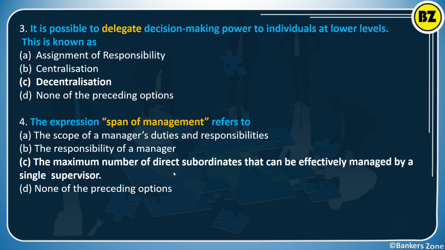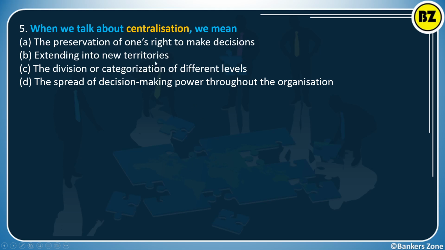Okay, now next, when we talk about centralization, we mean the preservation of one's right to make the decision. Centralization means only one person, the MD, is going to take the decision, right? So the first is correct. Extending into new territory, division or categorization at different levels, the spread of decision-making power through the organization, so it is wrong. Centralization means you have to be centric, the MD will be the center, he will take the decision. Okay, so these are the solutions.